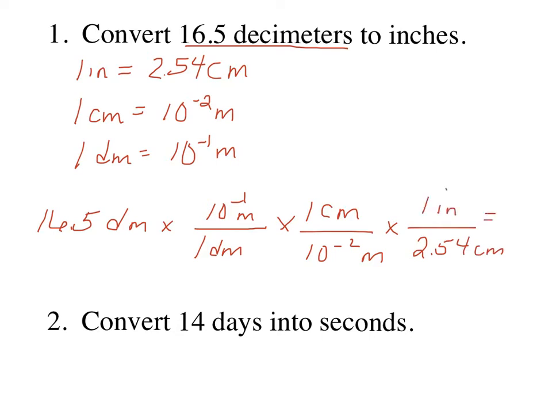And just to confirm I did this right, I'm going to make sure that my units divide out. Decimeters are going to divide out, meters are going to divide out, centimeters are going to divide out, and I'm good. To do the math here, I want to take 16.5 times 10 to the negative first divided by 1 times 1 divided by 10 to the negative 2 times 1 divided by 2.54. And when you do that, you should get on your calculator 65.0 inches. And that's the answer.